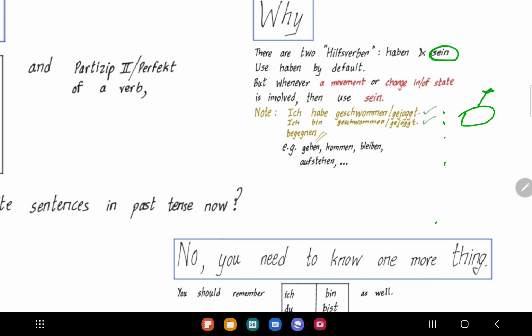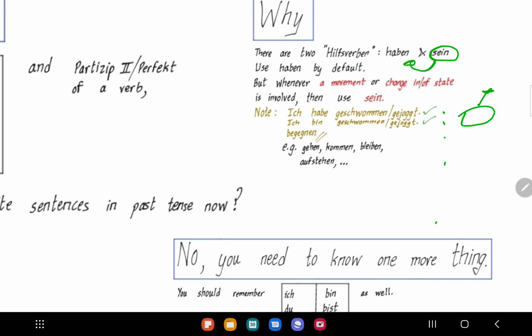In the exam, they will cut your marks if you use sein when you should use haben, or the other way around. In real life, if you are learning, people will just be happy that you are at least using the Partizip II of a verb. But slowly learn to realize when to use haben and when to use sein.